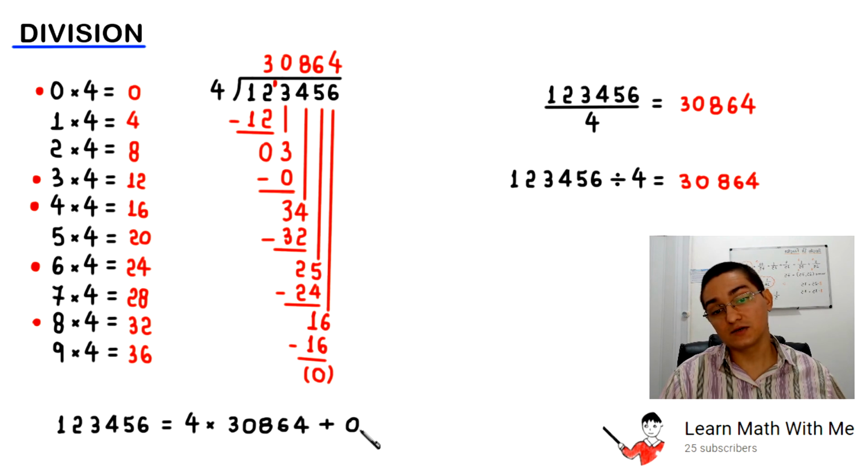Since the remainder here is 0, we could even ignore it. And we could just say that 123,456 is a multiple of 4. It is 4 times 30,864. But still, I wrote plus 0 here, so you could see that here we have the dividend, here we have the divisor, here we have the quotient, and here we have the remainder. We can say that 123,456 is divisible by 4. And by performing the division, we find the quotient, which is 30,864, and the remainder is 0.